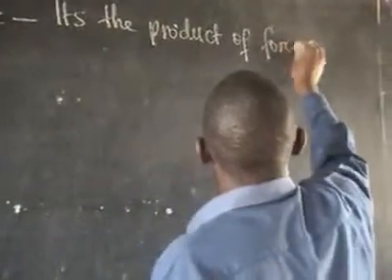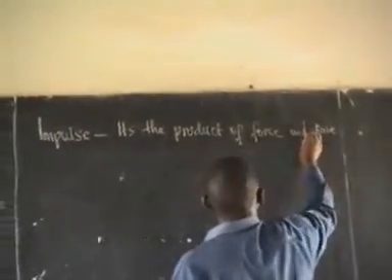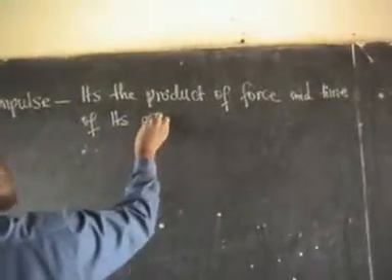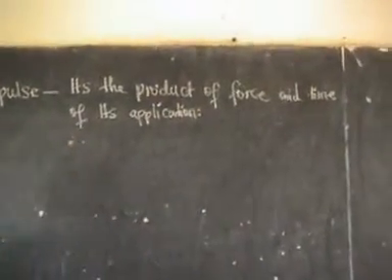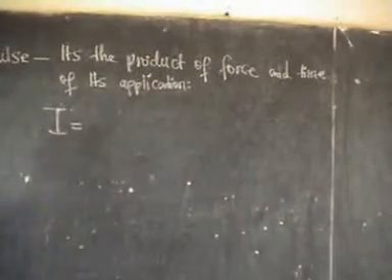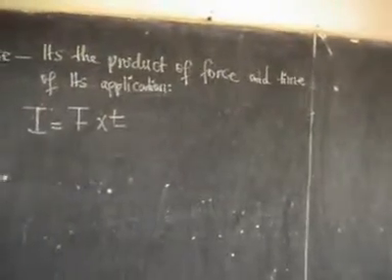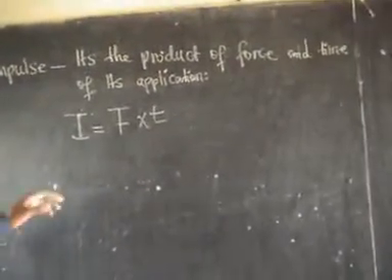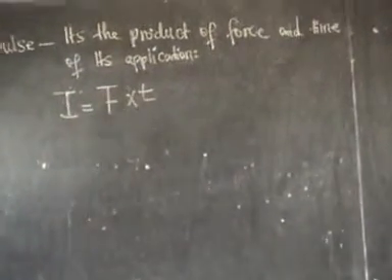Impulse is the product of force and time of its application. So if I am to use I to represent impulse, then it would be given by F times t, where t is the time taken by the force when it is applying on the given body.